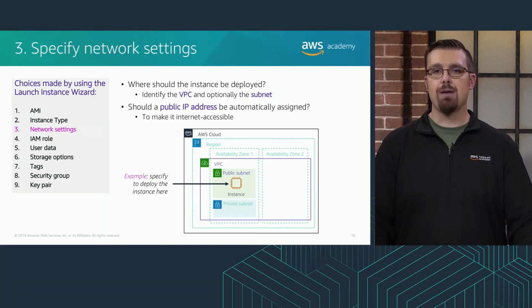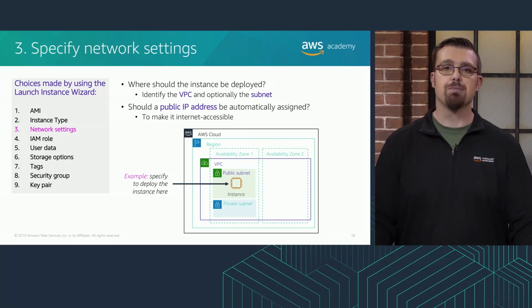After you have chosen an AMI and instance type, you must specify the network location where the EC2 instance will be deployed. The choice of region must be made before you start the Launch Instance Wizard. Verify that you are in the correct region within the Amazon EC2 console before you choose Launch Instance. Within the region, you can specify to place the instance into any existing subnet, into any existing VPC. The wizard also provides a link to create a new VPC or to create a new subnet if wanted.